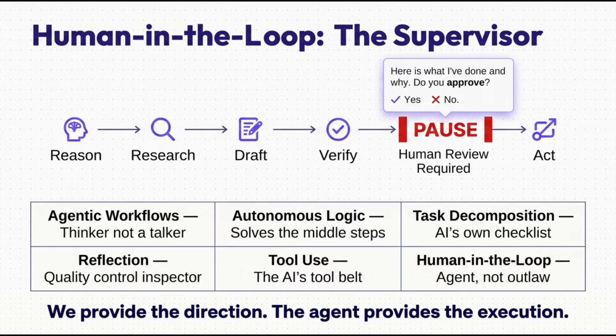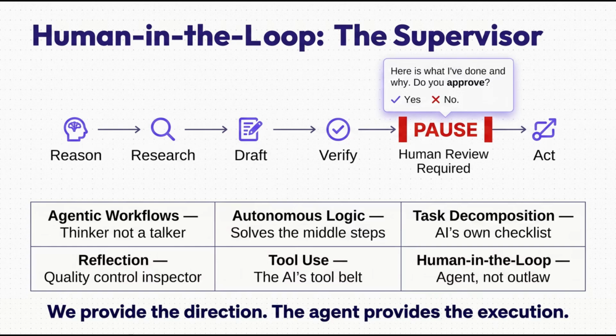We create checkpoints. Imagine a dummy example where an agent is processing insurance claims. It can do all the research, check the policy, and even write the approval letter. But before that letter is sent, it pops up on a human screen and says, "Here is what I've done and why. Do you approve?" You've probably noticed at the office how much better you feel when a smart tool says, "I've prepared this for you. Please review it." Let's break this down together. We want the AI to be an agent, not an outlaw. We provide the direction, and the agent provides the execution.